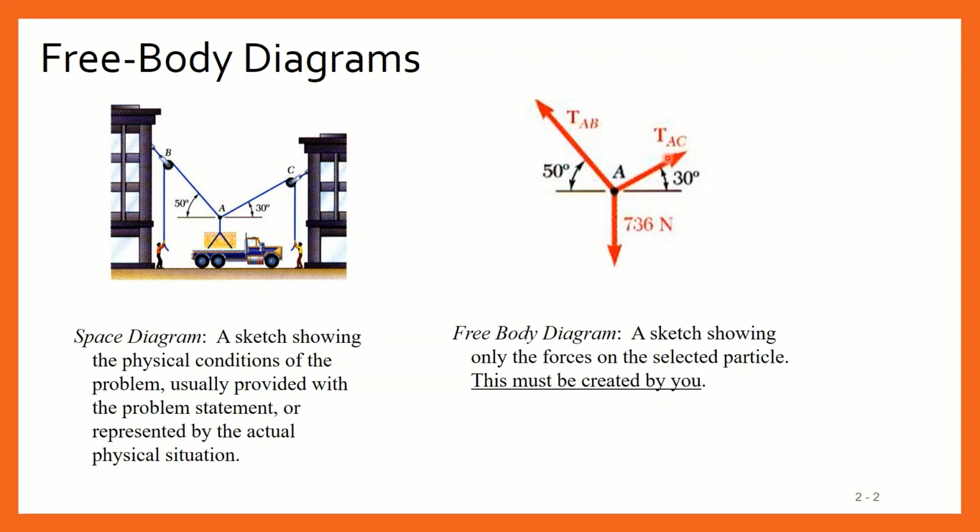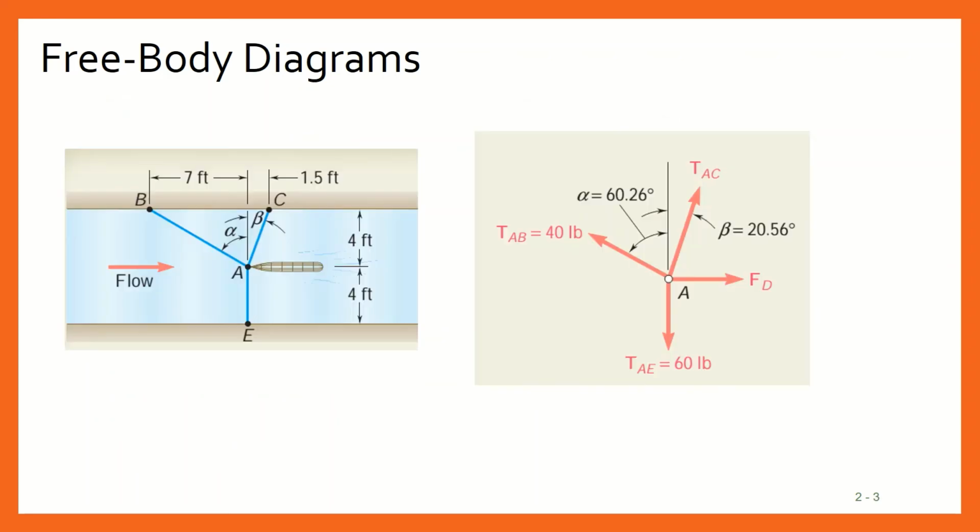And there are two forces which are acting along the strings, and these are the tension forces as shown in the figure, TAC and TAB. And these forces are inclined with the horizontal at 50 degrees and 30 degrees. So this is the space diagram, and this is the free body diagram. This is one more problem. So this is the space diagram of the problem.